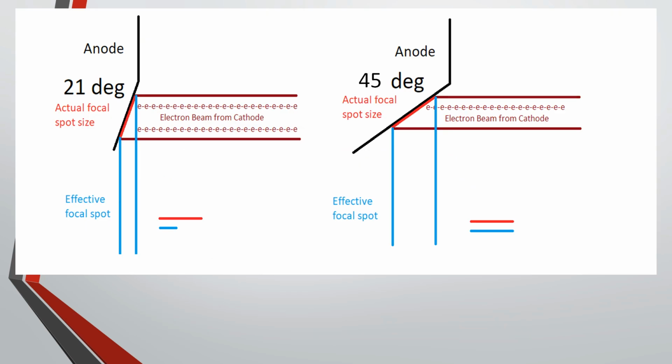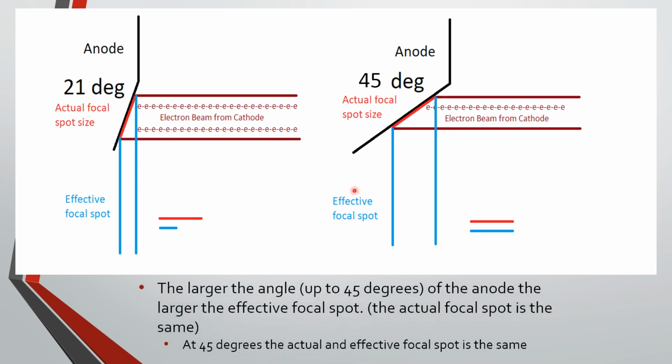So we said that it changes with the angle, all right? So this is how it changes. The less the angle, up to 45 degrees, the smaller the effective focal spot will be. The actual focal spot doesn't change. Up to 45 degrees, it should be roughly the same size. In practice, it may be slightly different, but in theory, it's the same size, okay?